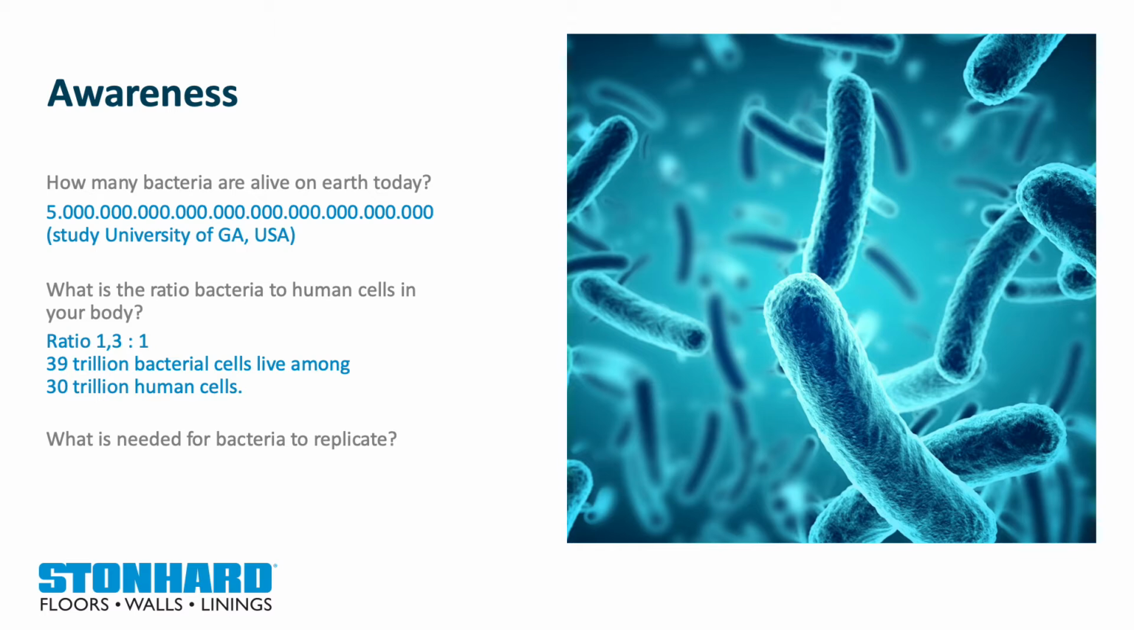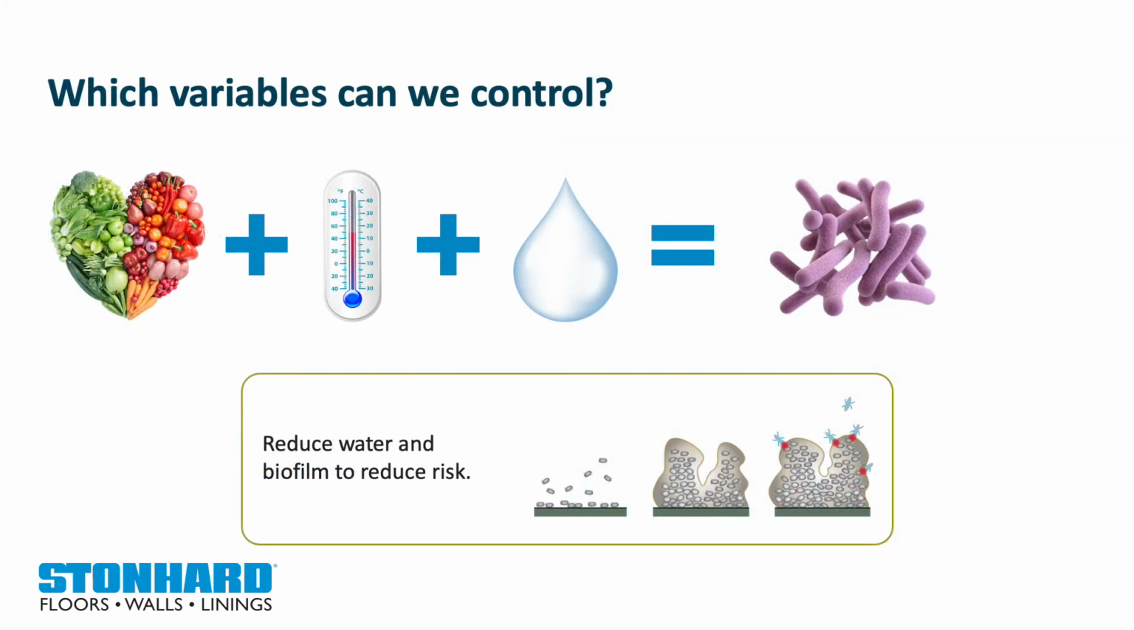But what is needed for bacteria to replicate? That is nutrients, water, and temperature. Everything you have in your facility. So nutrients, temperature, and water could lead to bacteria growth. You can control some parts of it by reducing the amount of water, but also reducing the amount of possible places where a biofilm could form is a big part of it. I will come back to highlight these places later on.